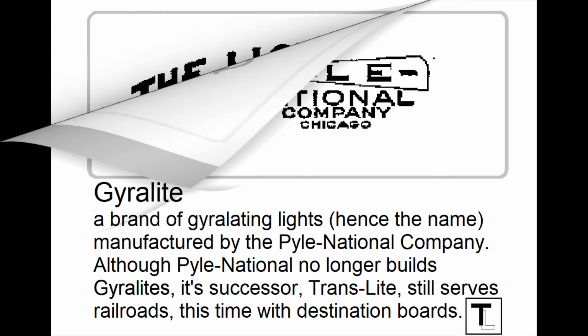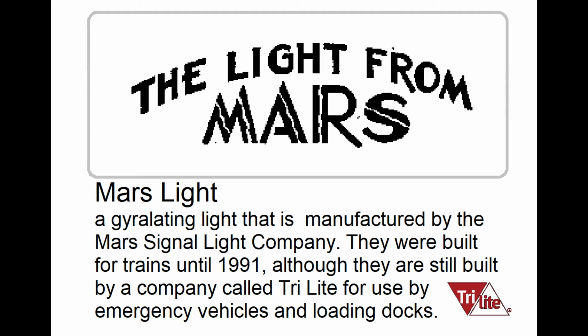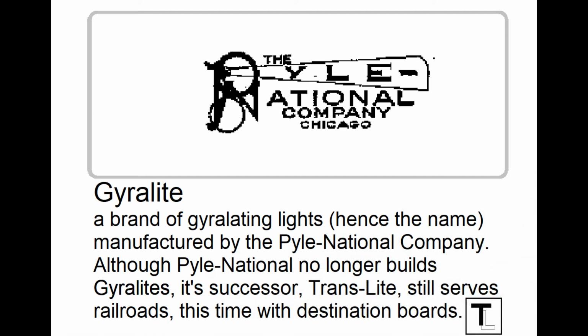These names, and especially Mars Light, have become the generic name for these gyrating warning lights, and although they have faded out of use for locomotives built after the 1980s and 1990s, a few older locomotives still use them, and they've even seen some non-rail usage as well. The Mars Signal Light Company, now called Gyralite since 1991, currently manufactures Mars lights for emergency vehicles and loading docks, while Pyle-National's successor, Translite, has since moved into the destination board industry for commuter rail cars.